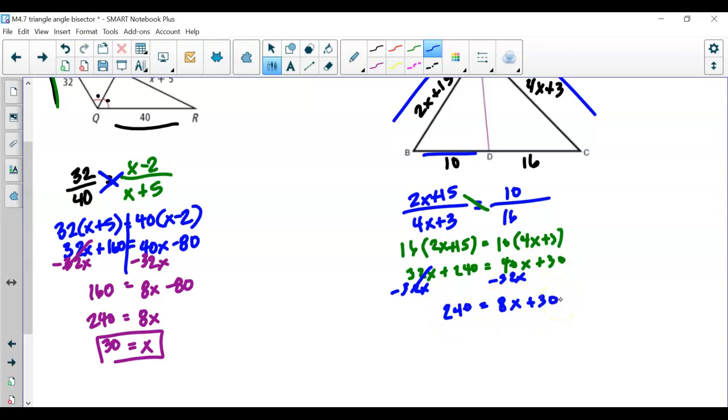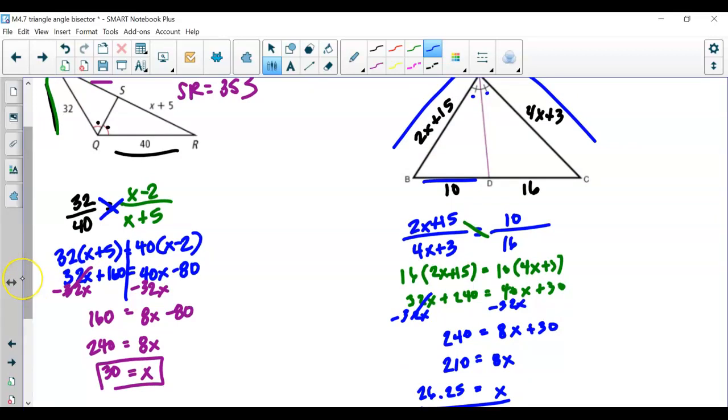So now when you're solving, you just go ahead and subtract 30 here. So you've got 210 is equal to 8x, then divide by 8, and you get x is equal to 26.25. Now, is this our final answer? No. We're going to go back and plug that back in.